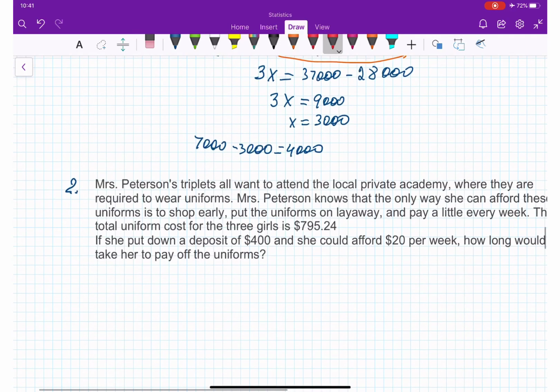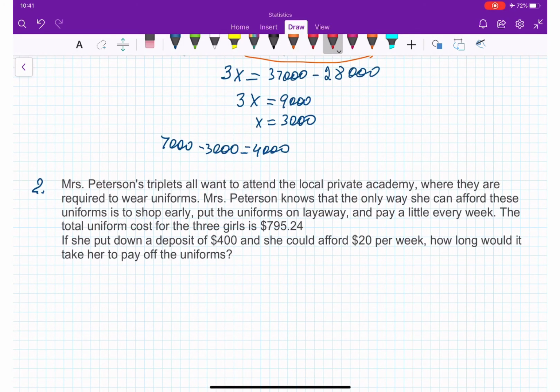Moving to question number 2. So what do we have here? Mrs. Peterson's triplets all want to attend the local private academy where they are required to wear uniforms. Mrs. Peterson knows that the only way she can afford these uniforms is to shop early, put the uniforms on layaway, and pay a little every week. The total uniform cost for the three girls is $795.24.